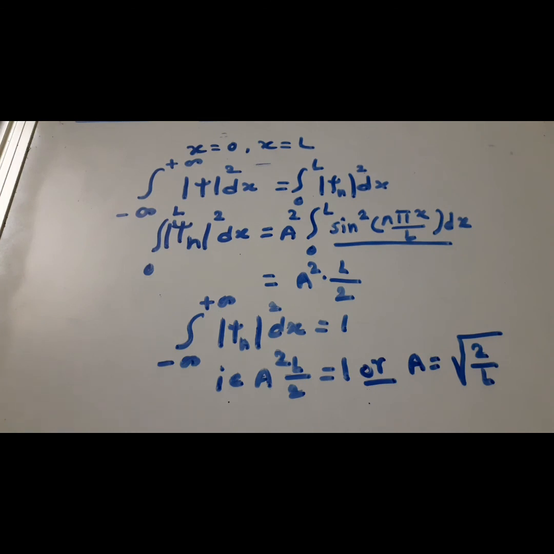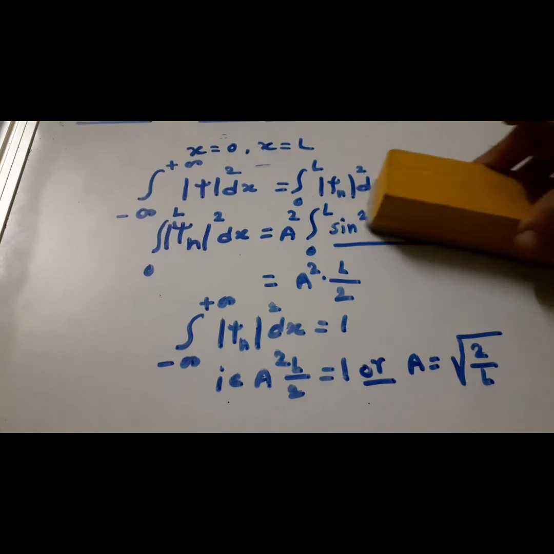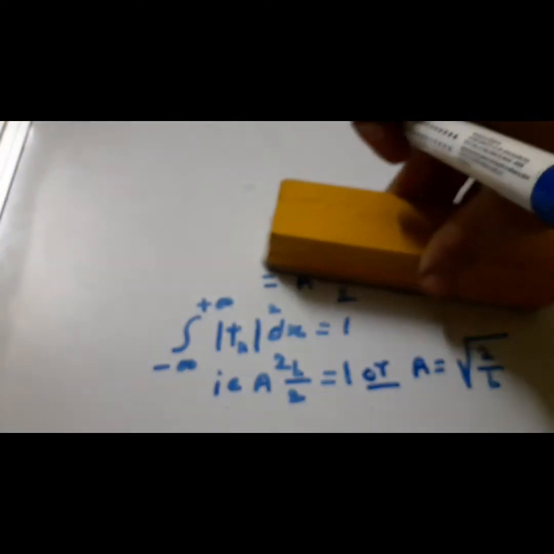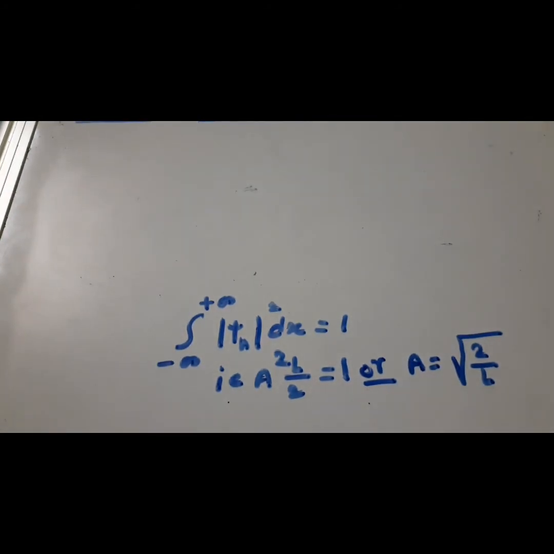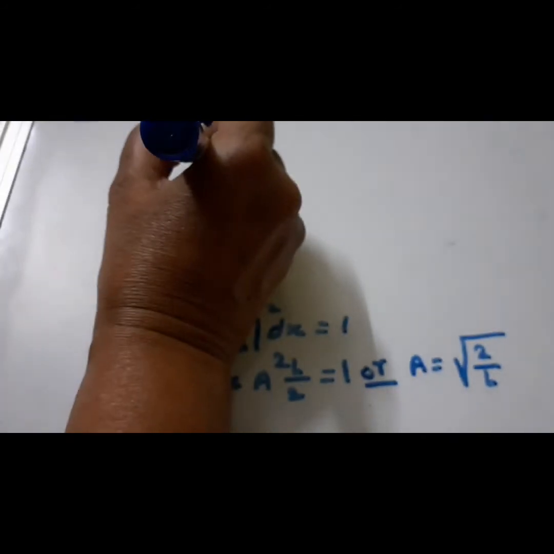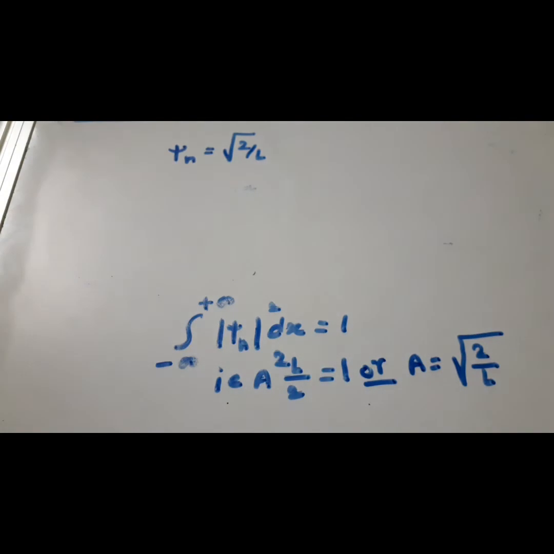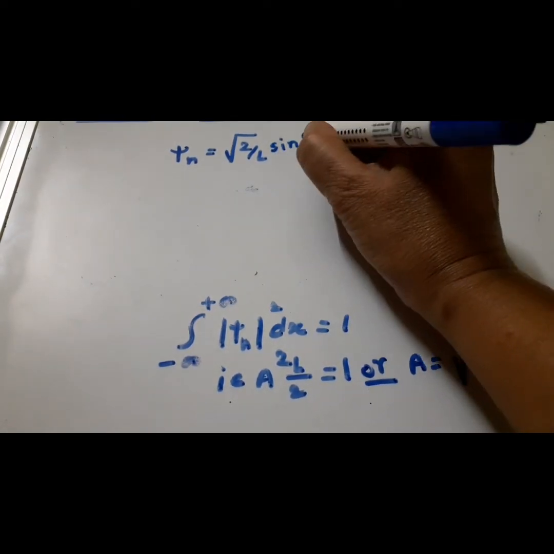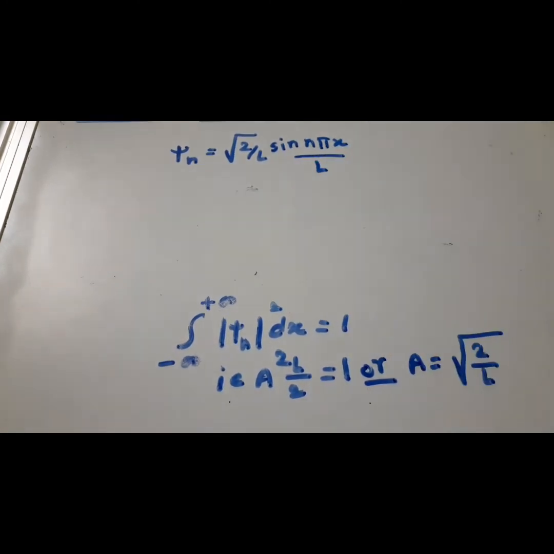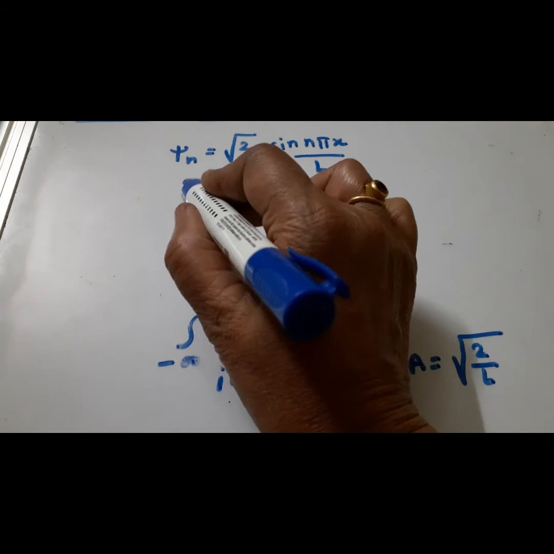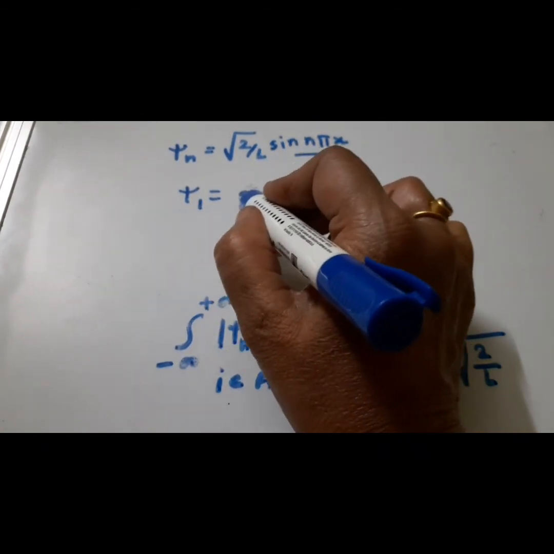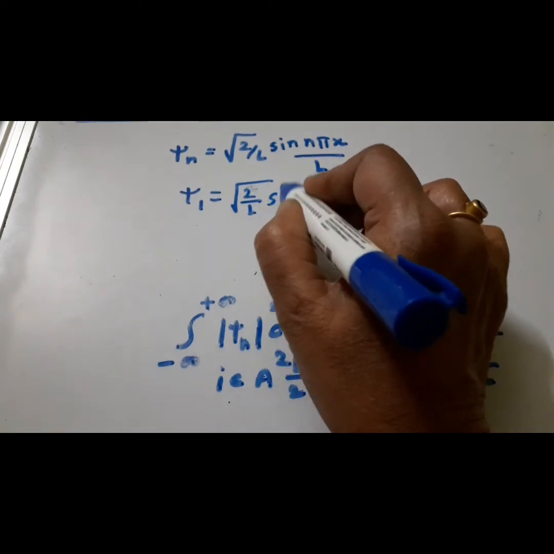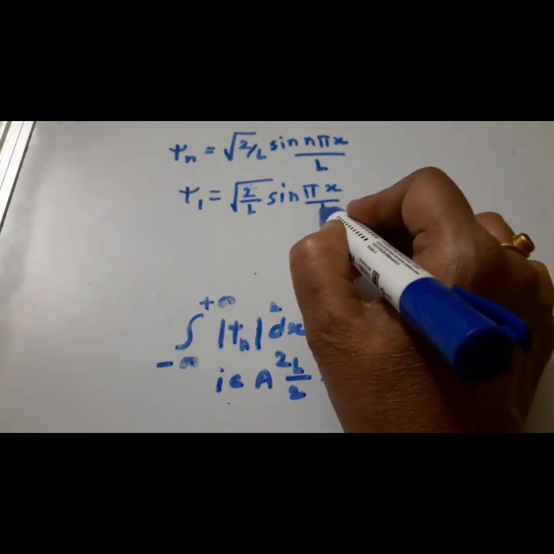Now, when A is equal to under root of 2 by L, the above equation becomes psi n is equal to under root of 2 by L sine of n pi x upon L. Putting the values of n is equal to 1, 2, 3, in the above equation, for n is equal to 1, psi 1 is equal to under root of 2 by L sine of pi x divided by L.